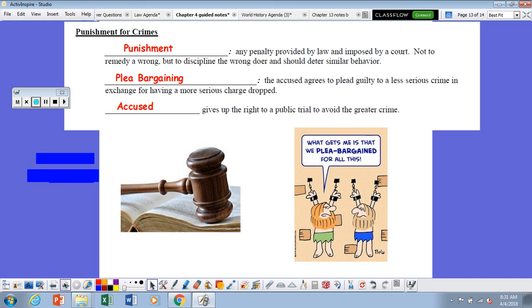And what's interesting is a lot of cases in the United States are actually resolved in this manner. Not to say that we don't have a lot of court cases that go before the courts, but there are far more cases that, for the most part, avoid the public trial by using plea bargaining, saving the courts a lot of time and money.